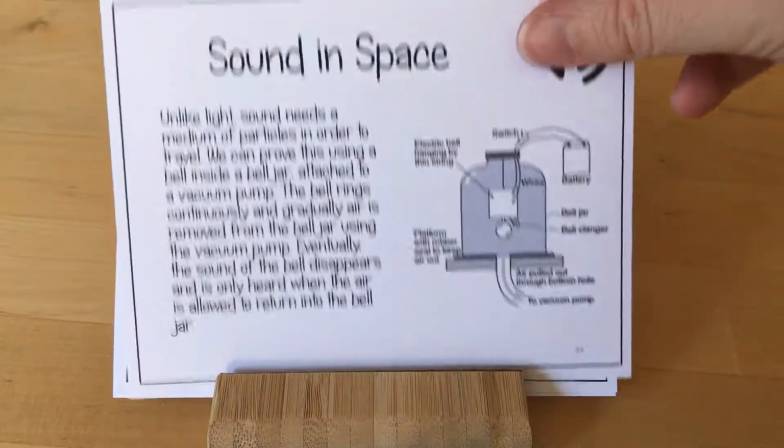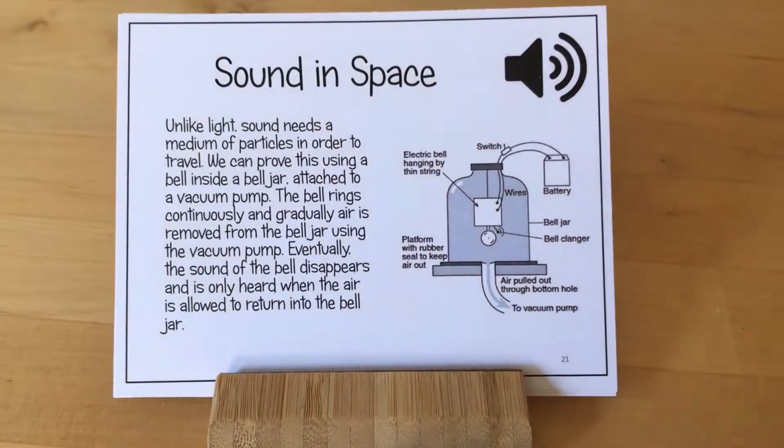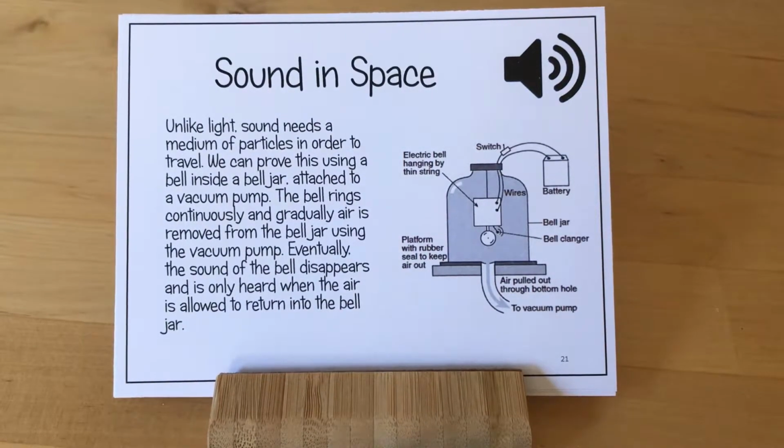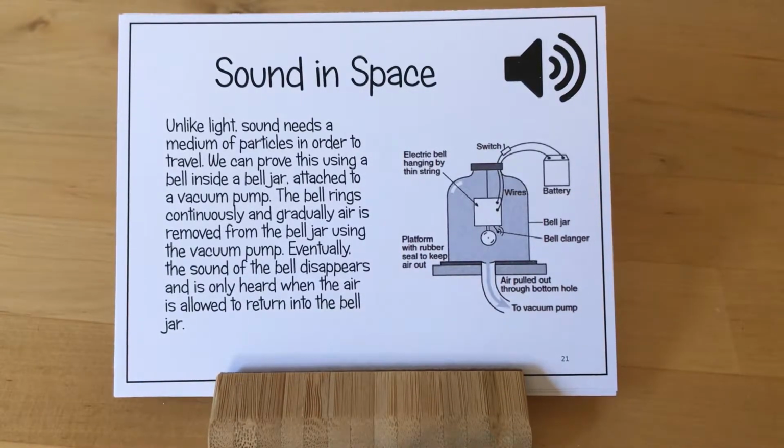So more about the fact that sound needs particles to travel. We've got the experiment with the bell jar. So here we have a bell inside a bell jar, and we set the bell to ring, and then we attach it to a vacuum pump which removes the particles from the bell jar. And as we remove those particles using the vacuum pump, we notice that the sound of the bell gets much quieter because there aren't the particles there to transfer the sound to our ears out of the bell jar.